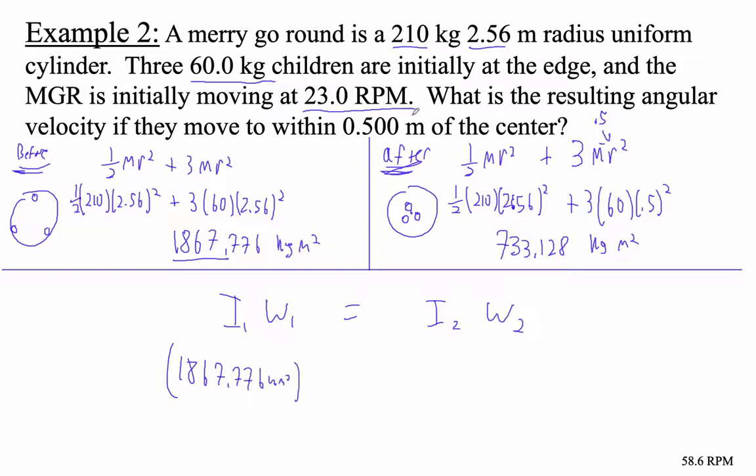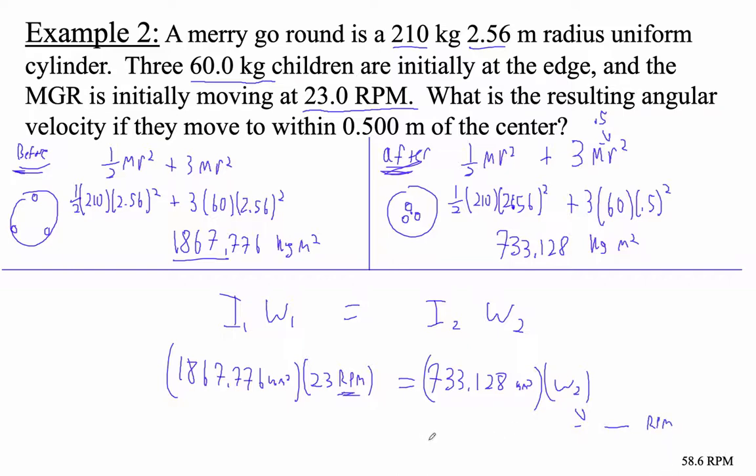Notice that as long as these are the same units, I can use RPMs and RPMs, rotations per second, radians per second, anything I want. I'm just going to throw RPMs in there just for kicks. 23 RPMs is equal to our new moment of inertia, 733.128 kilogram meters squared, and then omega 2 is what we're solving for. Now notice, if I put RPM in here, this is going to come out as something RPM.